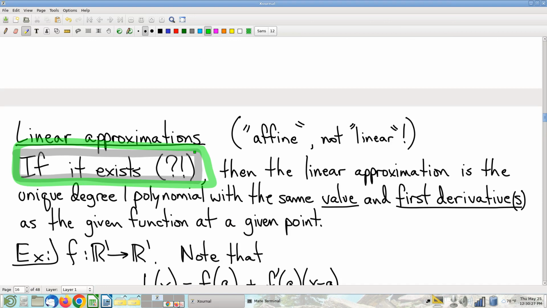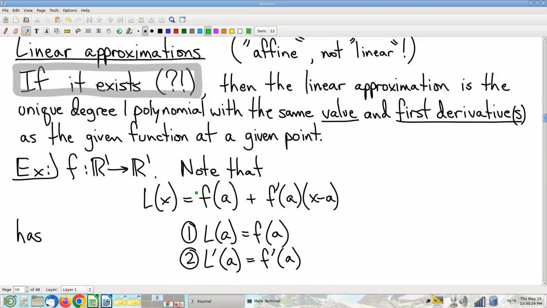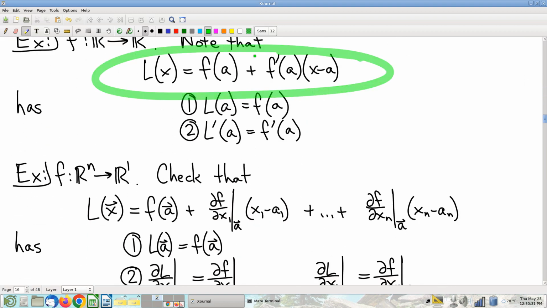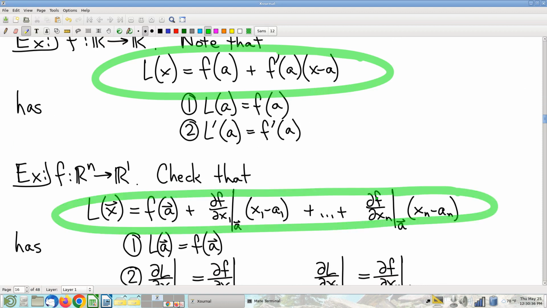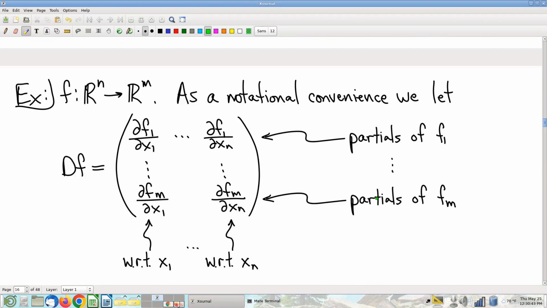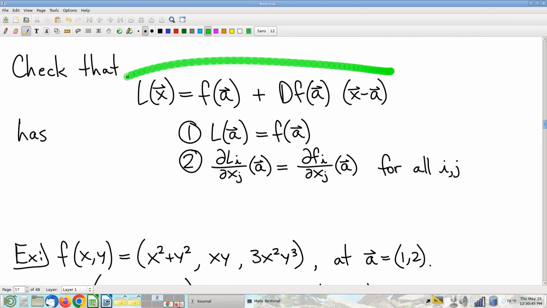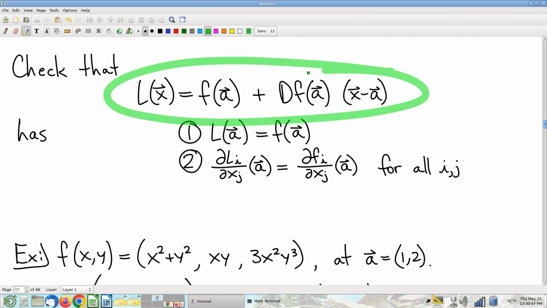Right? Here's the thing. You can write down formulas, like this formula for single variable linear approximations and this one for a multivariable but still real valued function, et cetera, et cetera. Let's see, where's our final formula? Here it is. This is the general final formula. I can write this down. I can play games and confirm that it has all the right properties, but this assumes that there's a linear approximation in the first place to be correct.